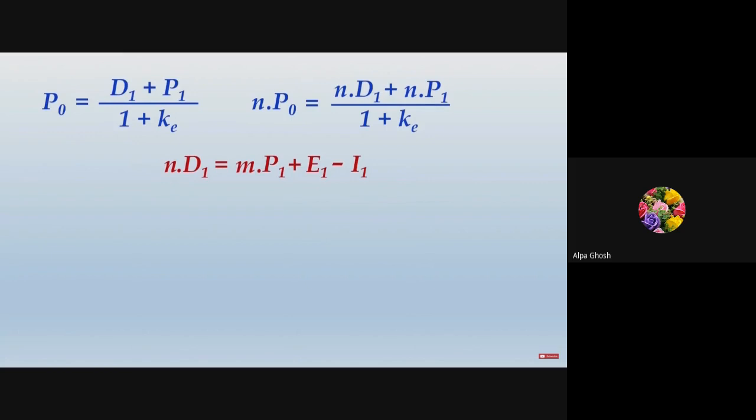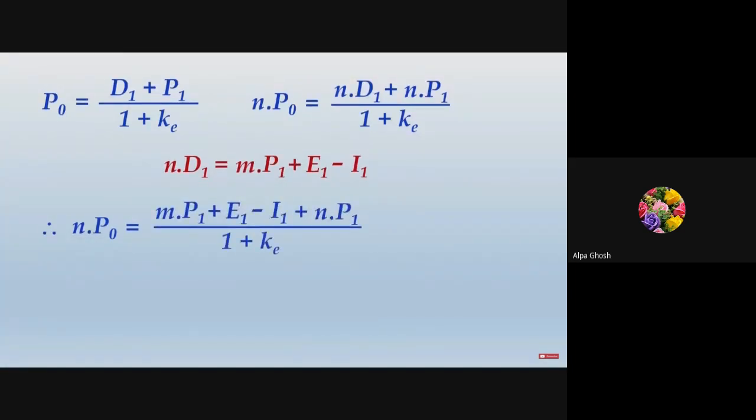We will now substitute this value of N into D1 in the above formula of N into P0. So we rewrite the formula of N into P0, and in place of N into D1, we write this value, that is M into P1 plus E1 minus I1, and let us see what we get. M into P1 plus E1 minus I1 plus N into P1 divided by 1 plus KE.